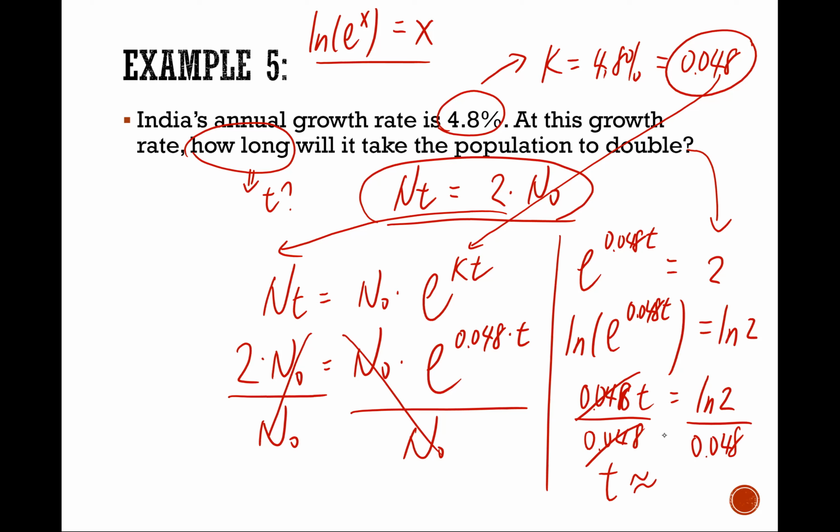And we put this into the calculator or Excel. We get a result. So ln of 2 divided by 0.048 becomes 14.4. So in that case, it is about 14.4 years. In about 14.4 years, the population will double, right? Based on this constant growth rate. Okay. Any question on this problem?